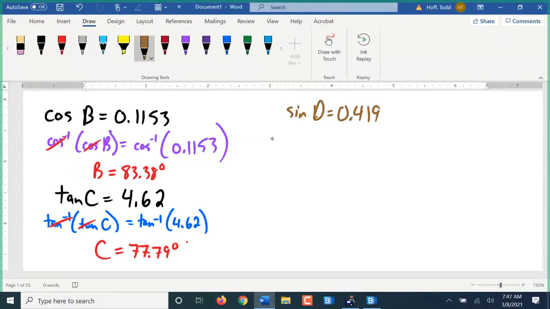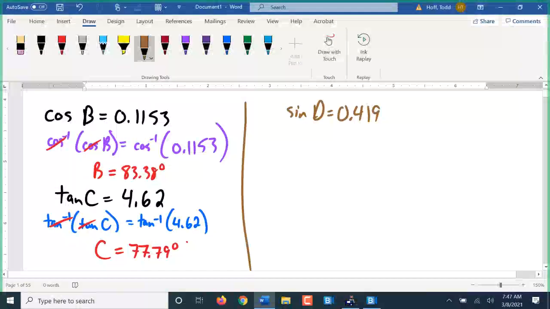I'm going to have you solve these over here. I want to give you a few. Sine of D is 0.419. Cosine of E is 1.032. Tangent of F is 0.0181. Solve those for those missing angles D, E, and F.